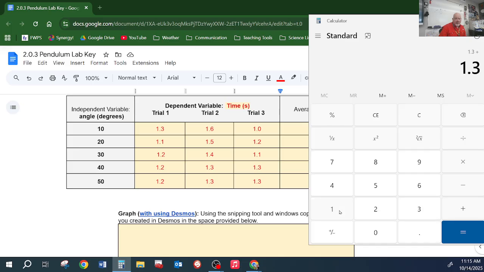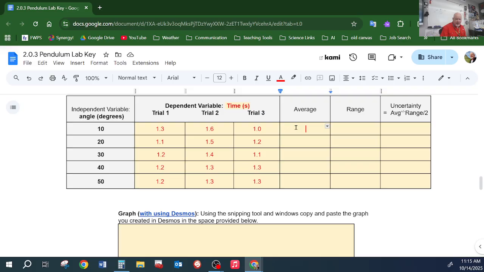1.3 plus 1.6 plus 1.0 equals, and I'm going to divide that by 3. Okay, comes to 1.3. There we go. That makes more sense. 1.3.